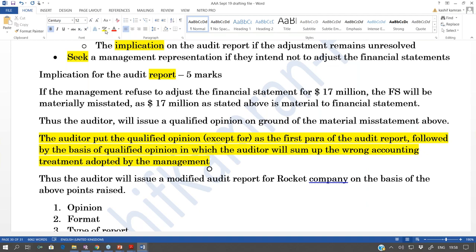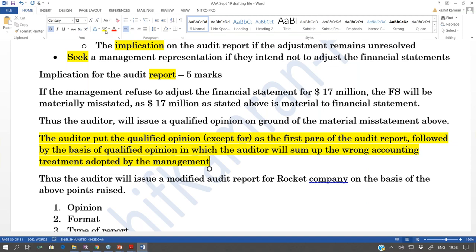So if the examiner says implication for the report 2 marks, I'll just be writing the first 2 paragraphs. But if the examiner says implication for the audit report 5, I'll be telling about the opinion, and I'll be telling about the format, right? So is everyone clear?